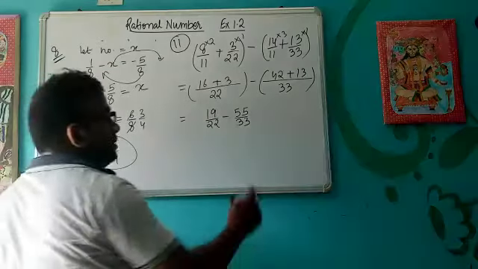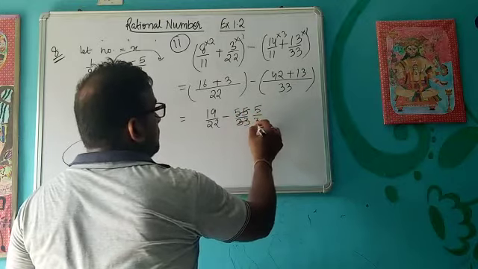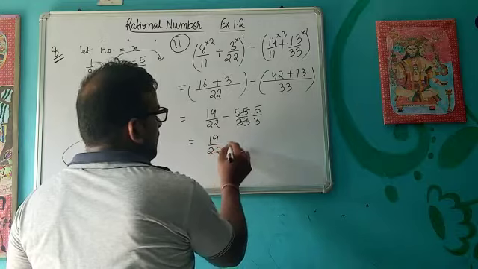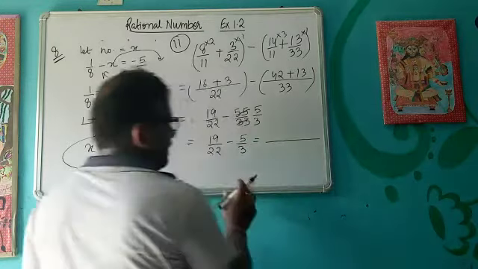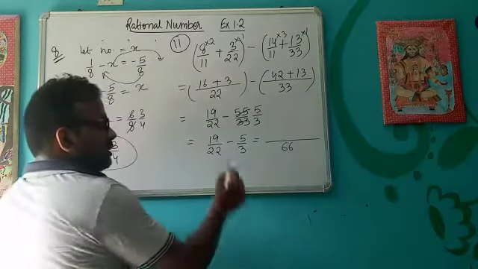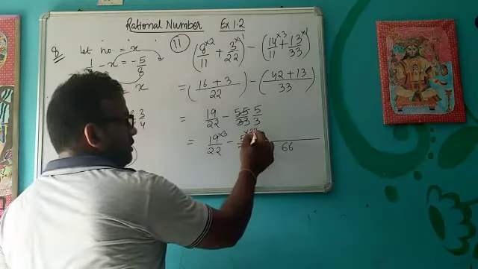So again, see, 11 5s are 11 into 3. So I got 19 upon 22 minus 5 upon 3. Next we will take the LCM. And what is the LCM of this? LCM will be 66. So 22 into 3, 66. And 3 into 22 is 66.